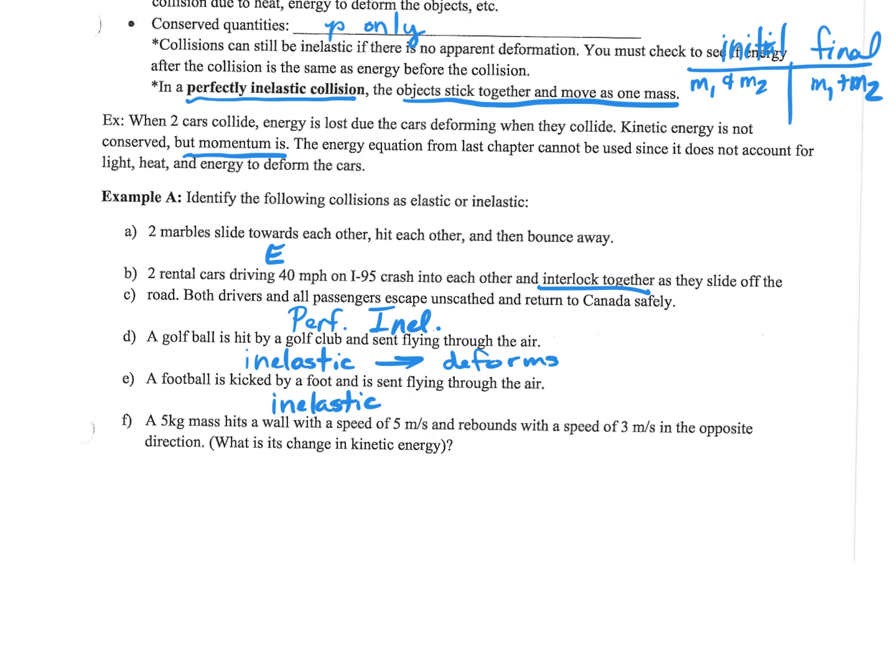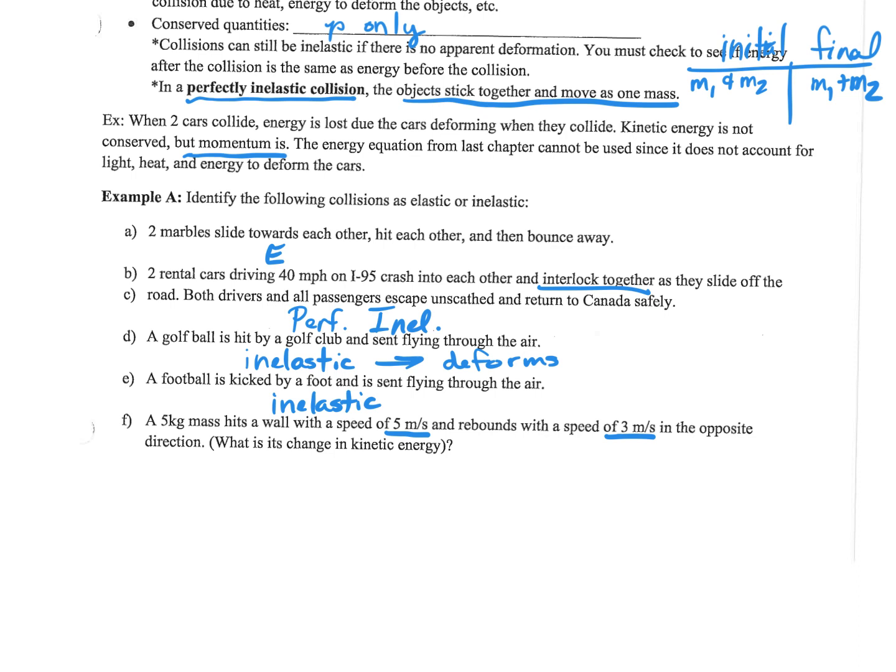A 5 kilogram mass hits the wall with a speed of 5 meters per second, rebounds with a speed of 3 meters per second in the opposite direction. Why is it inelastic and not elastic? The wall doesn't move, but that's not why. I want you to look. What speed was it coming in? What speed did it go out?